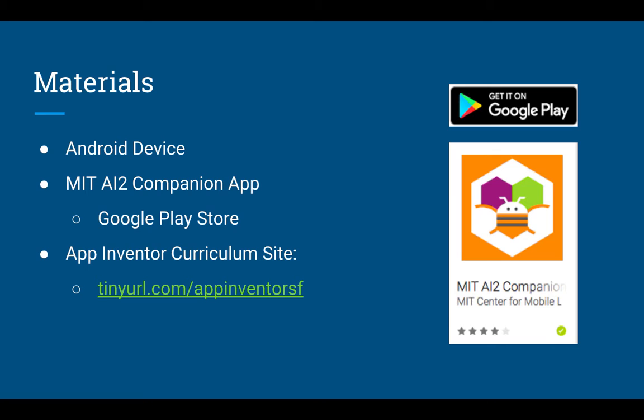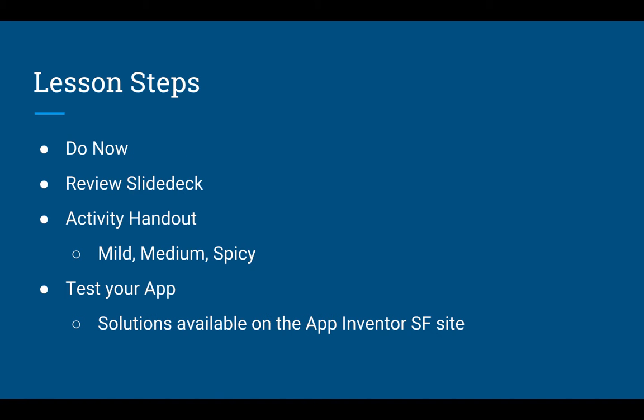Materials for this course: you'll need an Android device, not an iPhone. That can be an Android phone or an Android tablet. You'll need an app called the MIT AI2 Companion app. You can find that on the Google Play Store. And you'll need the curriculum site, which is for all of our App Inventor curriculum, tinyurl.com/appinventorsf.